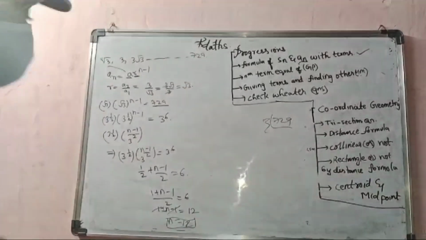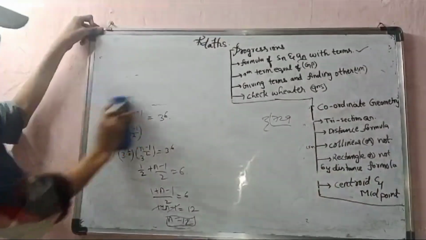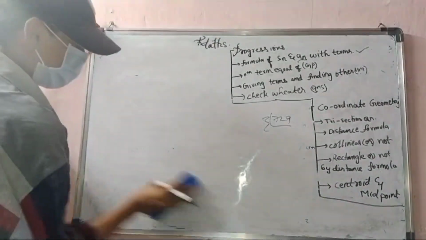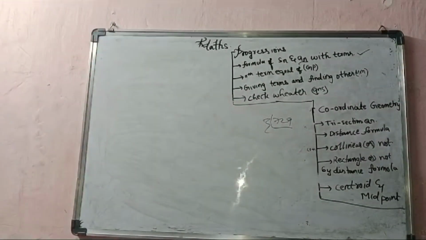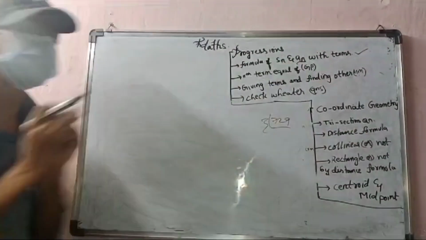Clear? This is the last question in 26 minutes. I think we have completed this chapter. Now we have completed this in 26 minutes, so we can do this chapter very easily, very fast. Okay, 27 minutes complete. Now coordinate geometry: trisection.